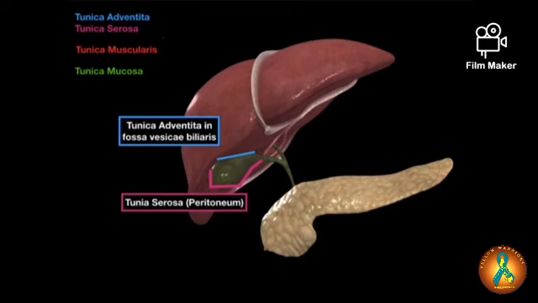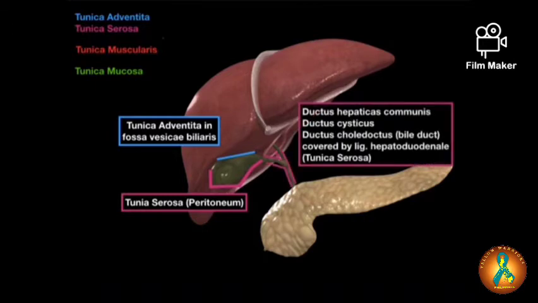And also remember I said that these ducts here are protected and covered by the hepatoduodenal ligament. This ligament is a part of the peritoneum and therefore gives them a serous membrane as well, called the tunica serosa. So you've got the ductus hepaticus communis right here and the ductus cysticus, which go together and form the ductus choledochus. And they're all covered by the ligamentum hepatoduodenale, which forms the tunica serosa.